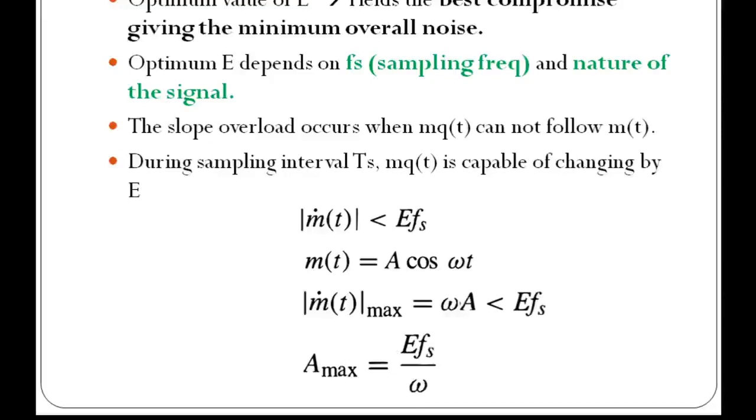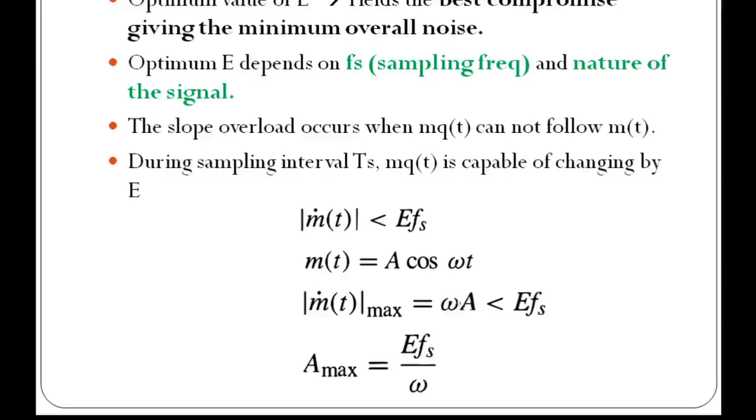By readjusting this, it gives the maximum amplitude that can be permitted, which is equal to E into Fs divided by omega. So the overload amplitude of the modulating signal is inversely proportional to the frequency omega. For higher modulating frequency, the overload occurs for a smaller amplitude.